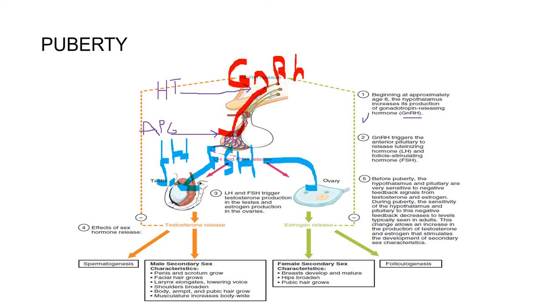And as we saw in the previous slides, they're also going to go to the female ovaries. So once this starts happening, LH and FSH are going to start telling these sex glands, these gonads, to make sex hormones. So now we see the male testes start making testosterone, and the female ovaries start making estrogen and progesterone. And that's really what starts all the puberty, all the sex characteristics and all the changes, is the release of these hormones in large amounts for the first time ever.